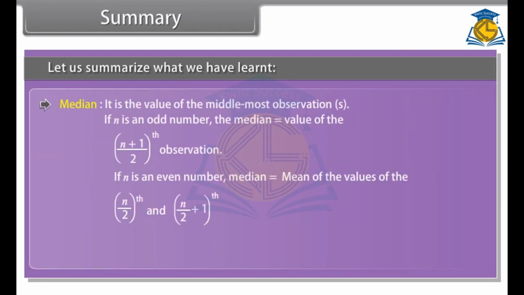Median. It is the value of the middlemost observation. If n is an odd number, the median is equal to the value of the (n plus 1) upon 2th observation. If n is an even number, the median is equal to the mean of the values of the n upon 2th and n upon 2 plus 1th observations. Mode. The mode is the most frequently occurring observation.